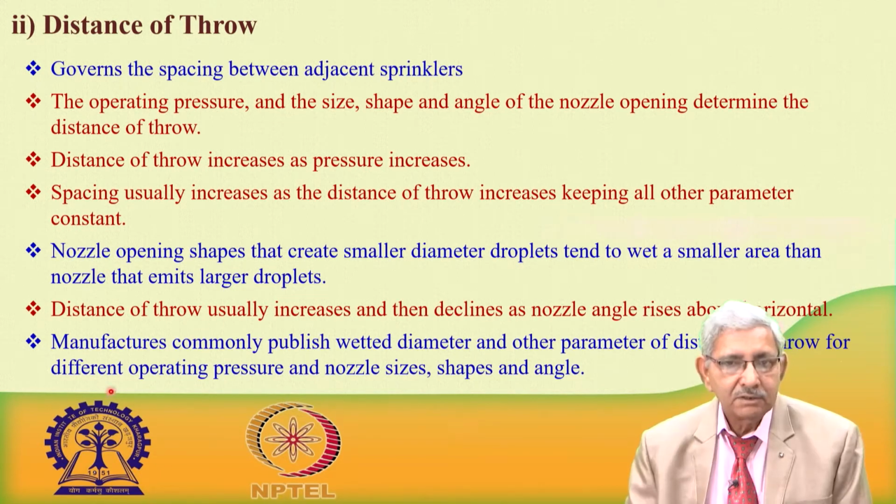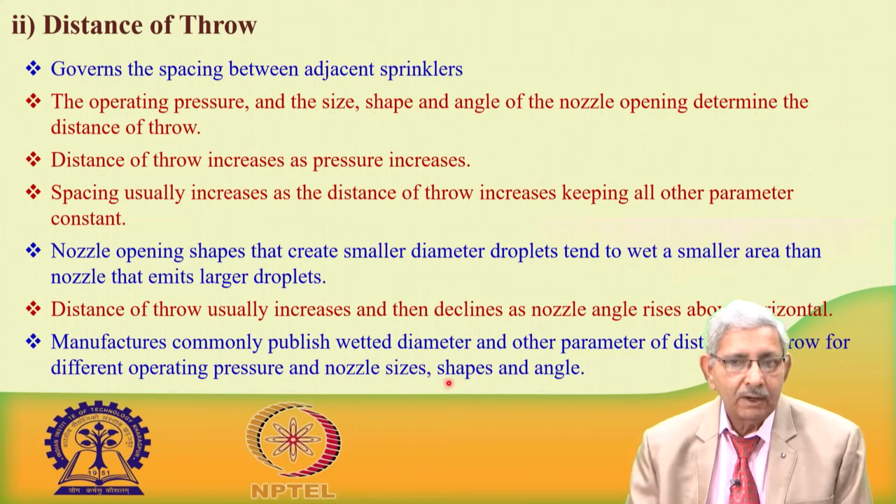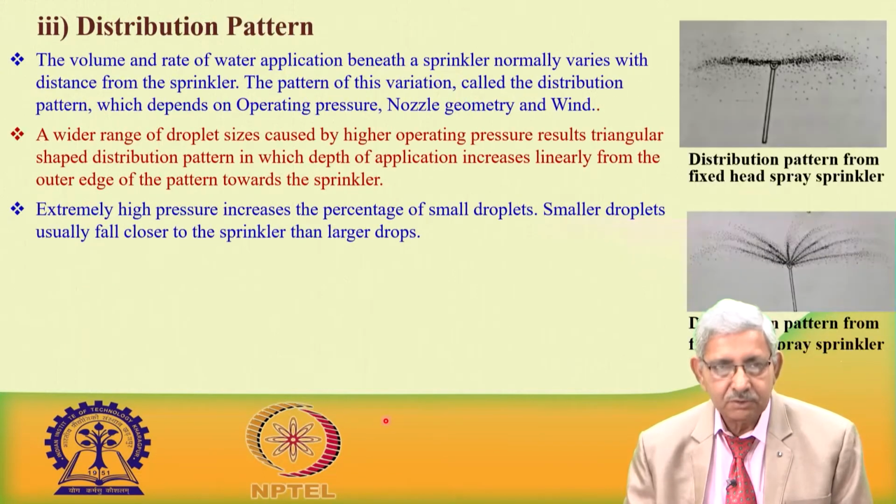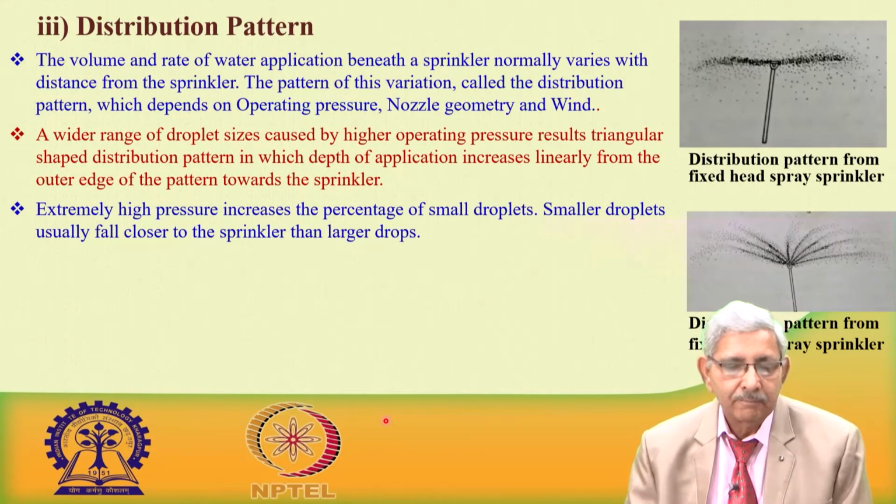Normally, the distance of throw is published by the manufacturer, and the manufacturer gives a leaflet where, for a given nozzle diameter, it shows how much the distance of throw is for different operating pressures and nozzle sizes. So, those informations are available.